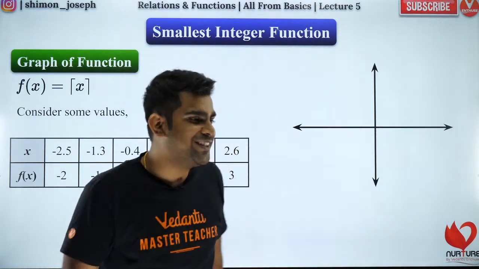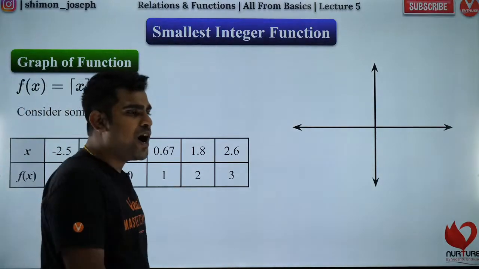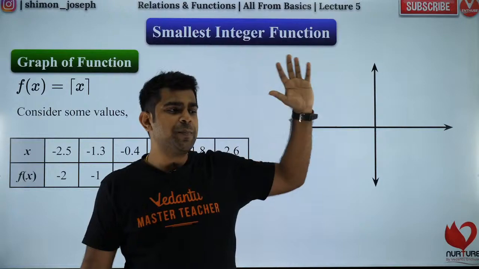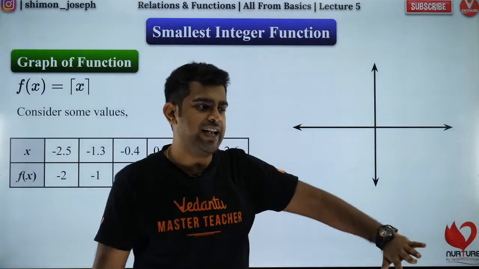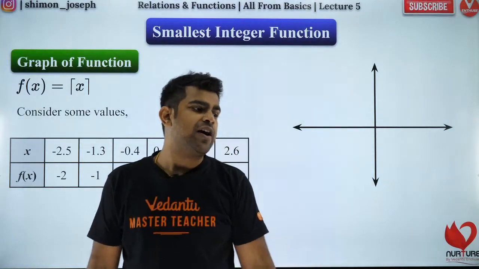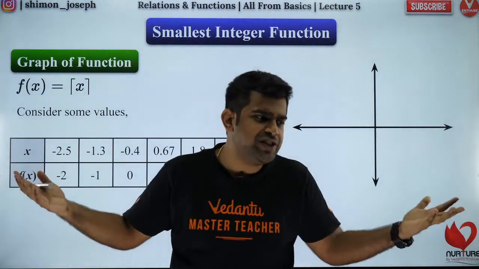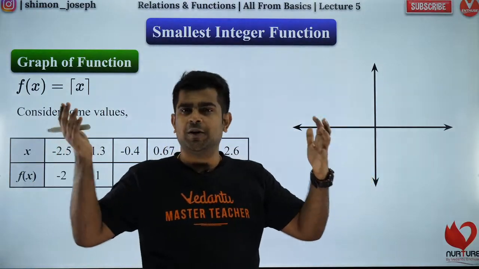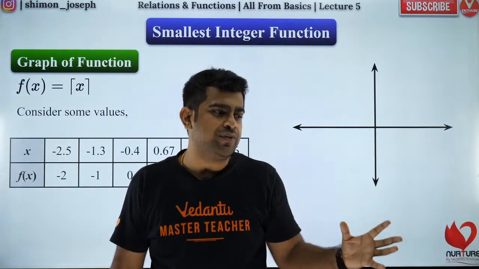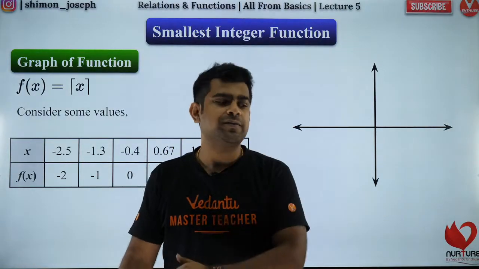So be careful, okay? Now, let's have a look at what the smallest integer function is. How does the graph look like? So people, can you all draw the graph of it? Once you try it out, then I will plot it and we will check whether it is right or wrong. So please try to draw the graph, see if you can get it correct, and then I will do it, okay?